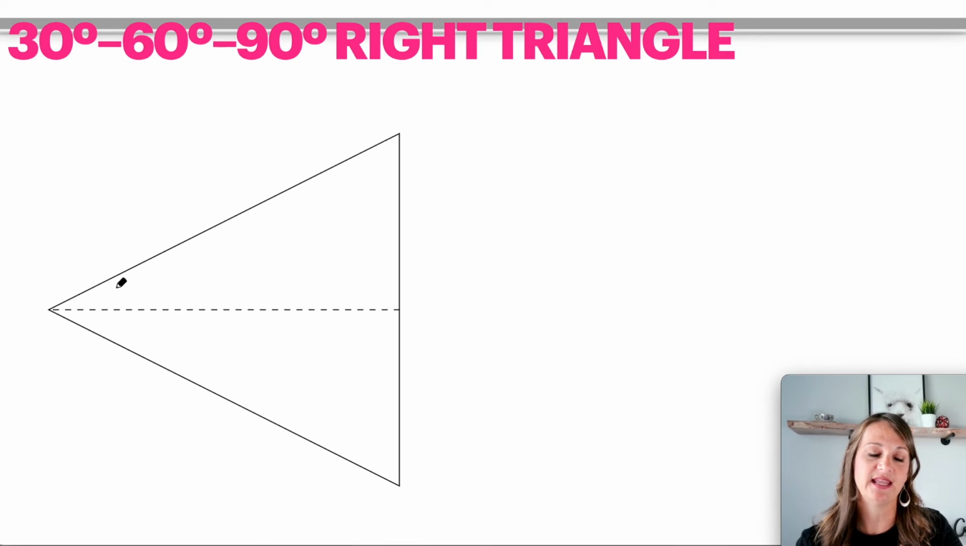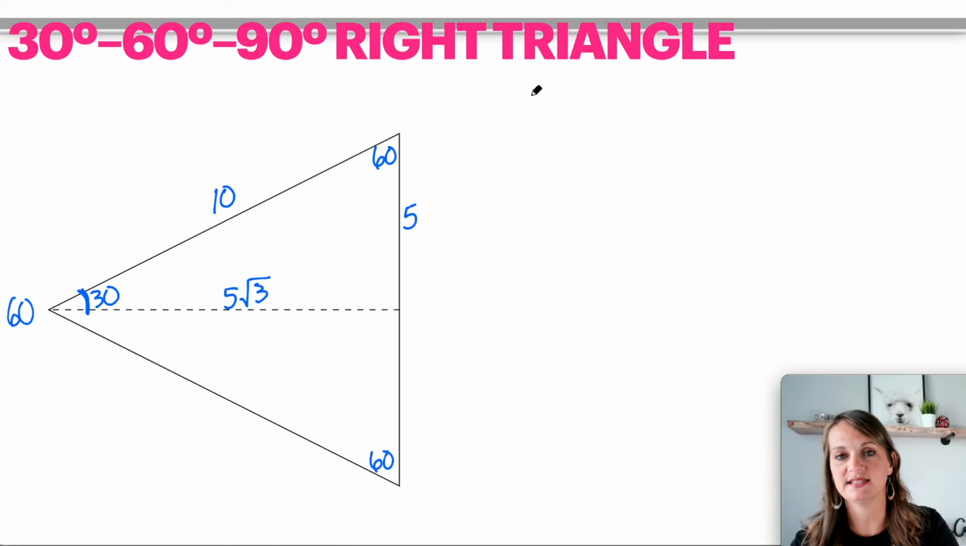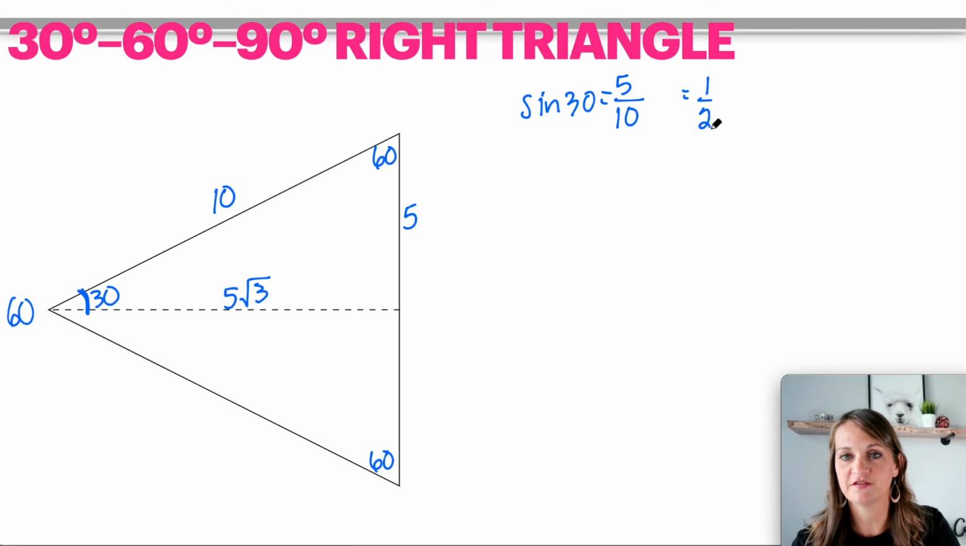Now, it happens again with 30 degrees. So this is the same thing. This is 60 degrees, this is 60 degrees, this is 60 degrees, which means this is 30 degrees. So again, if this is 10, this becomes 5, and this becomes 5 square root of 3. If I want to find sine of this angle, sine of 30 degrees is going to be my opposite over my hypotenuse, which is 1/2, and cosine is going to be my adjacent over the hypotenuse, which is the square root of 3 over 2.